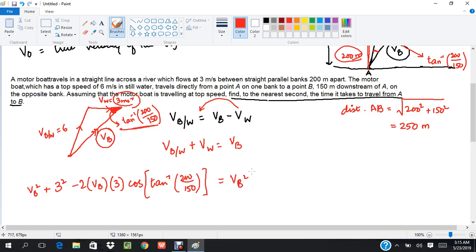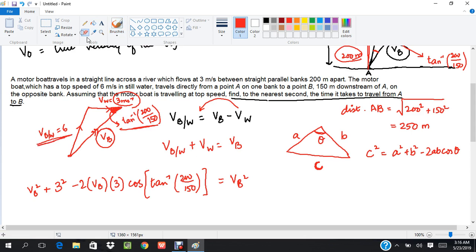Let's very quickly review the cosine rule. If I have a side A and a side B and a side C and this angle is theta, then this side C would be given by C squared is equal to A squared add B squared take away 2AB cos theta. So what do we have here? Just a second, I have made a mistake here. This is 6 squared.